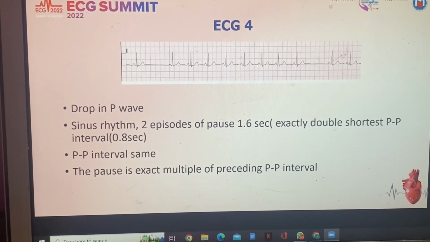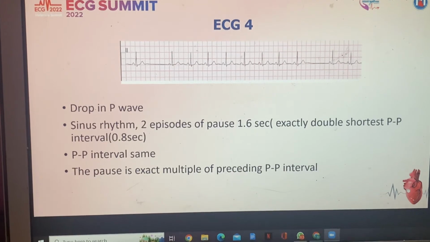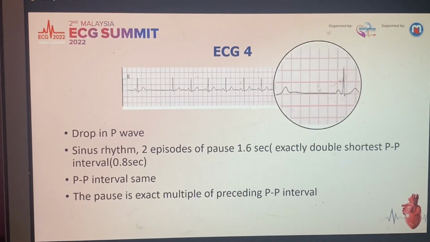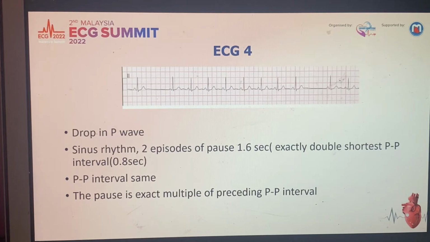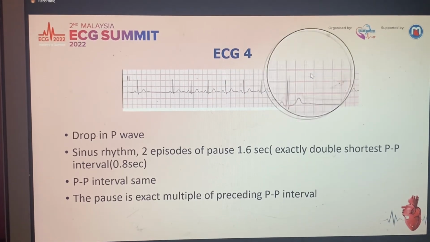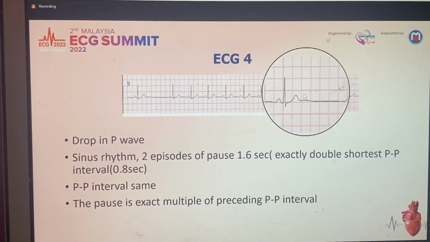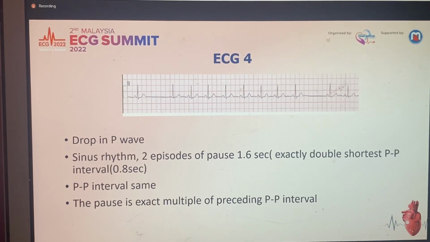But in this tracing, you can see very clearly there is a long R to R interval with a dropped P wave. And one P is followed by one QRS, one P followed by one QRS. So most likely this comes from the sinus node. Look at the pause: R to R interval here, here, and here. If you measure accurately, it is around 1.6 seconds.